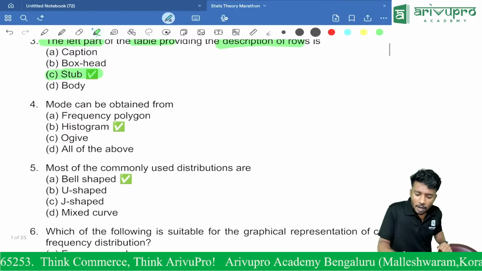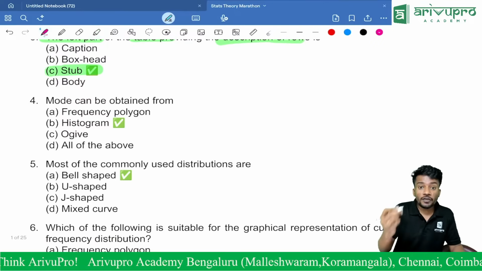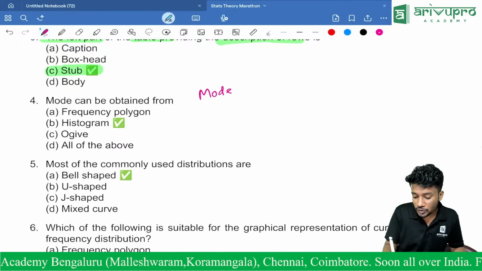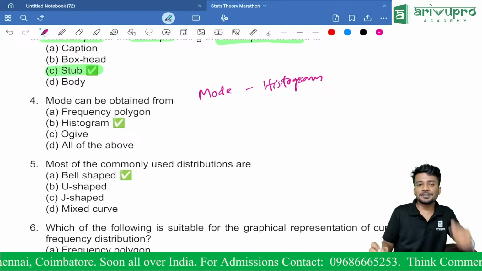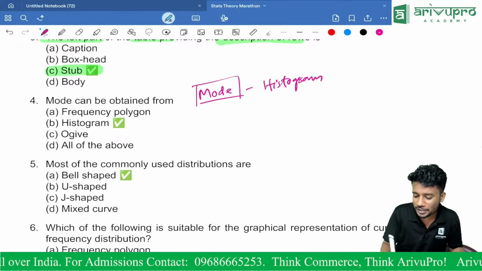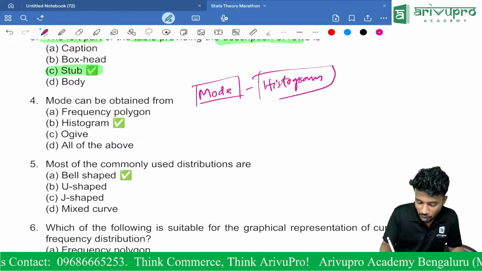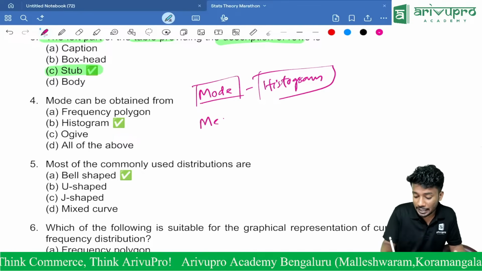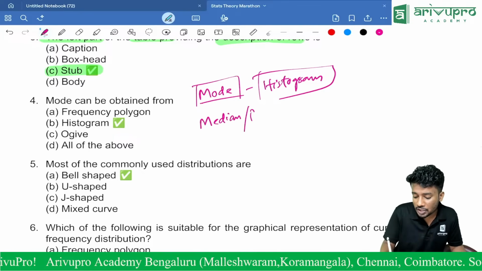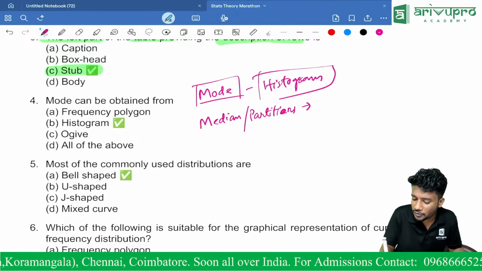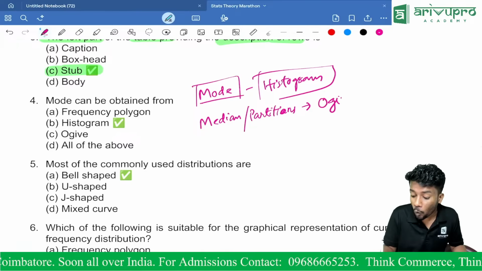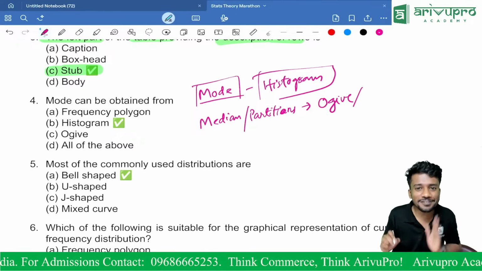Okay, then mode can be obtained using, I always say that mode means histogram. Remember, all the time I used to say that a spoiler is there, this question will be there for exam. Mode is found using what? Histogram. While median and partitions are found using what? Partitions are found using ogive, whatever you call it.